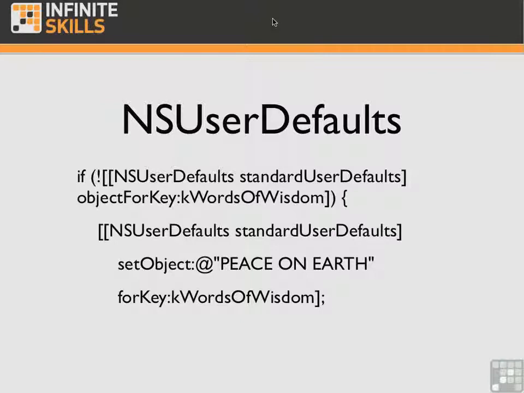To store data, we use the setObject:forKey: method. The first argument, setObject, is the object you want NSUserDefaults to save, which is fallingWords. And the second argument is forKey, and that's kWordsOfWisdom, which is how NSUserDefaults identifies it. So we're going to modify the flipsideViewControllerDidFinish method in MainViewController to save the user preferences.